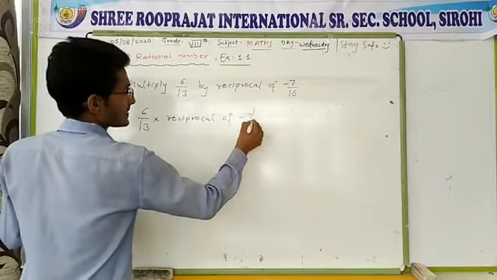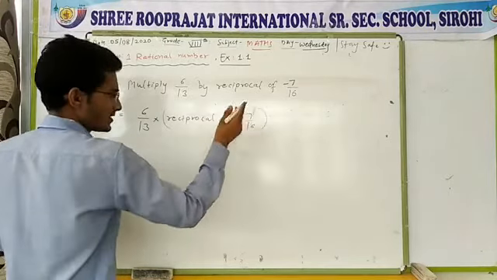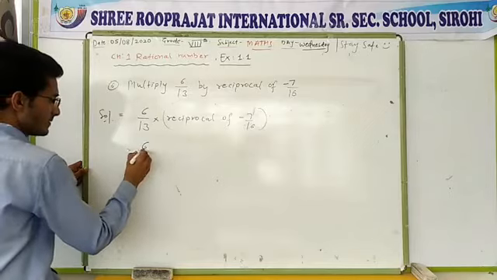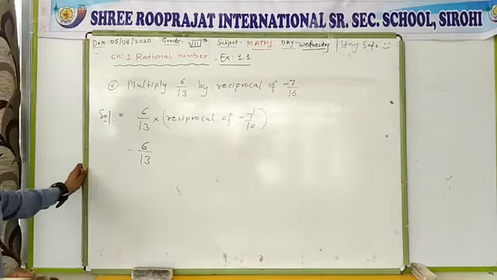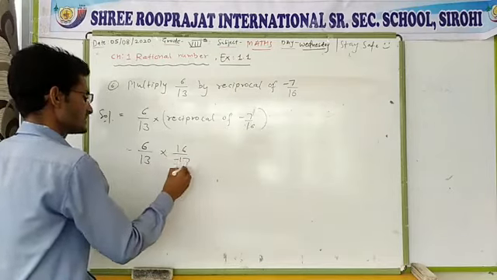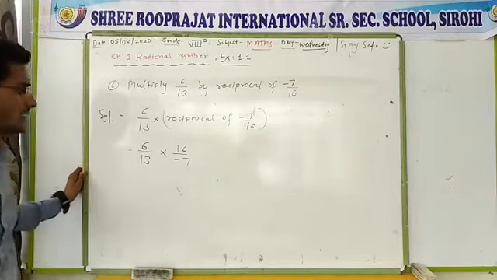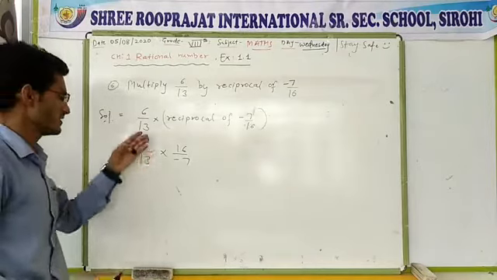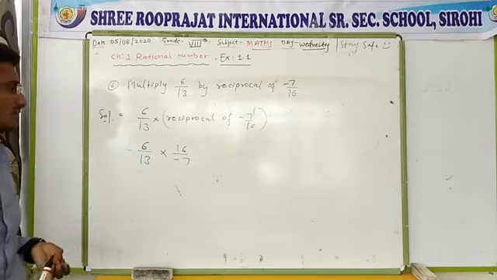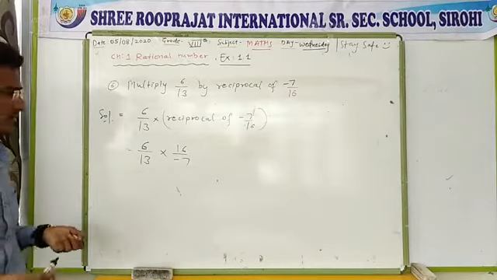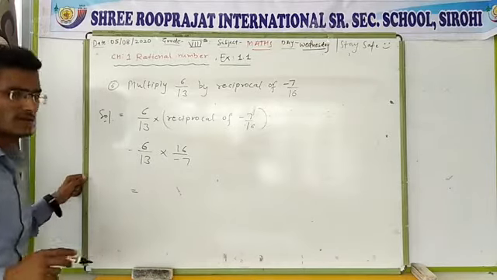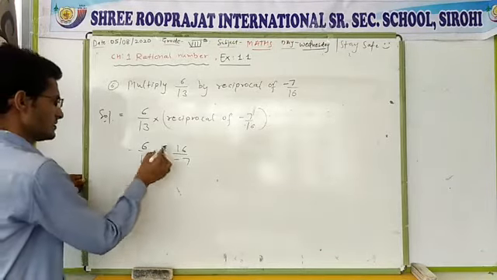Reciprocal of minus 7 by 16. If you want to put a bracket, you can. So minus 6 by 13, and the reciprocal of minus 7 by 16 is 16 by minus 7. If something is divisible in numerator and denominator, then you can divide by the same number. If both are same, you can cut. If it is not, then you have to just multiply numerator and denominator.